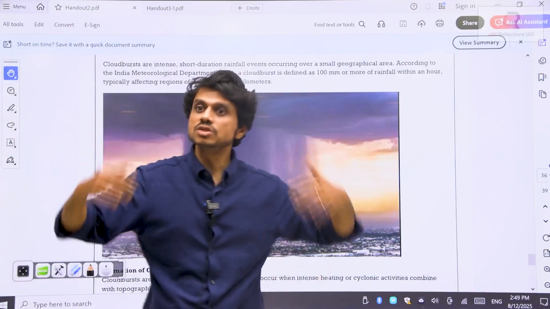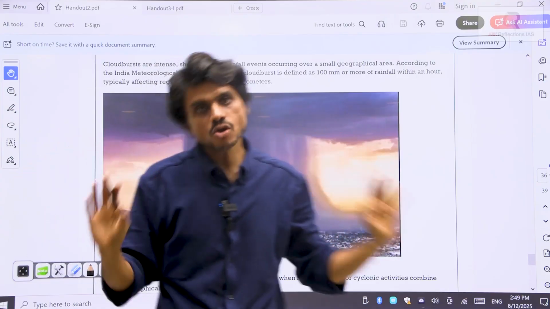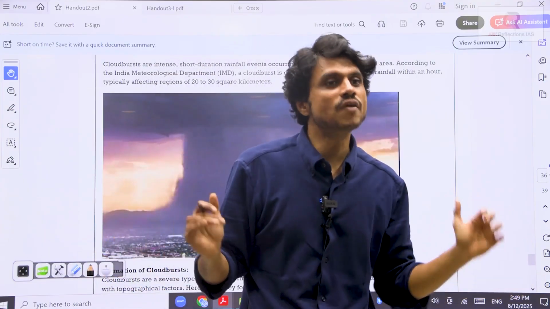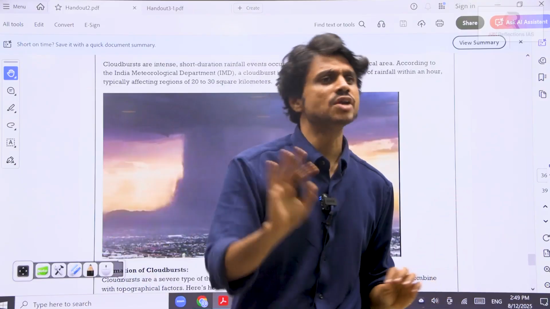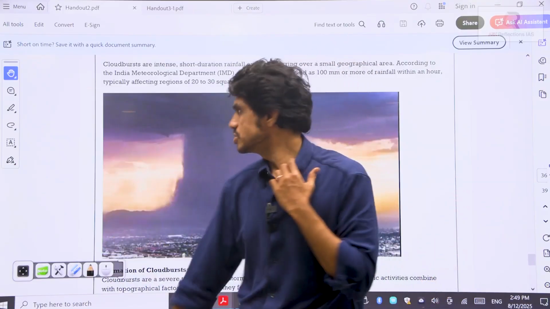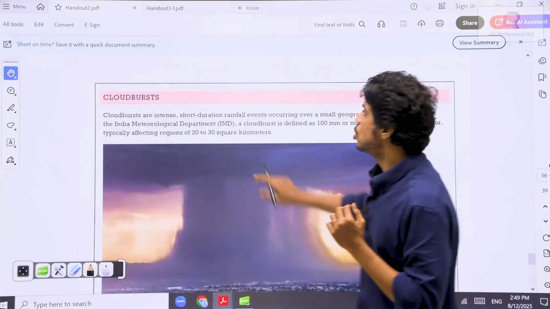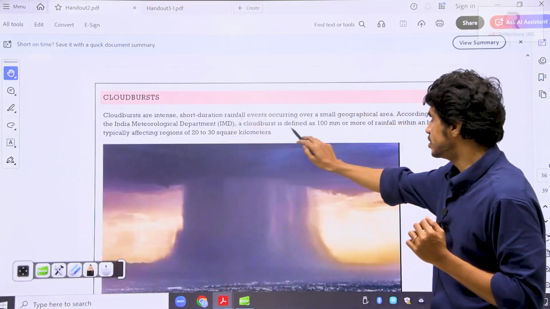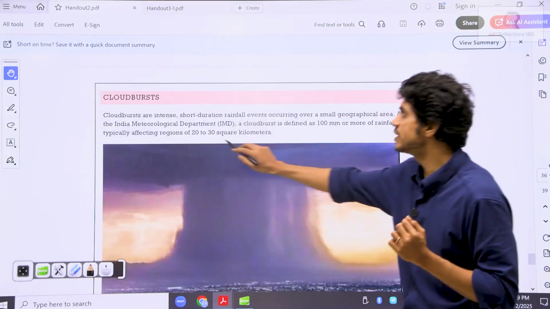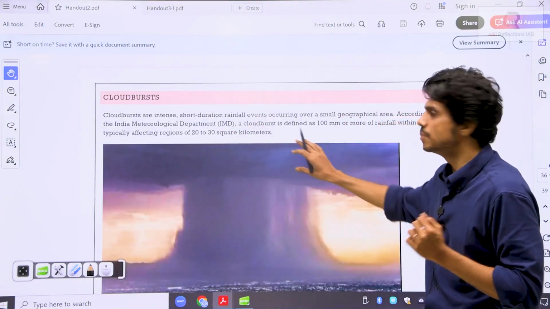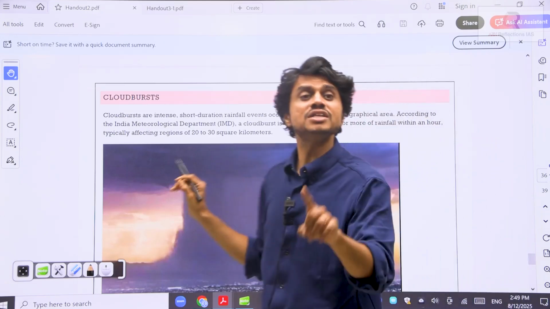So the cloud becomes very huge. For unknown reasons, we do not know why the cloud waits till then. Okay, and finally it breaks and it causes a huge rainfall. This is the concept of the cloudburst. See, a cloudburst, you need to remember the IMD definition, defined as 100 mm or more rainfall within an hour, typically affecting regions 20 to 30 square kilometers. In the Uttarkashi area, they said that is not a cloudburst.